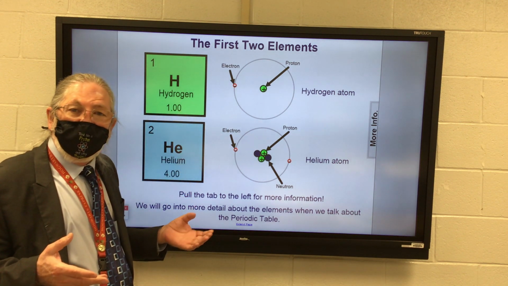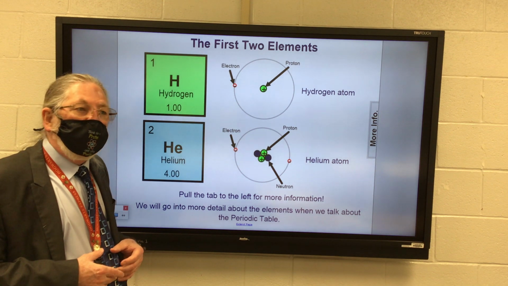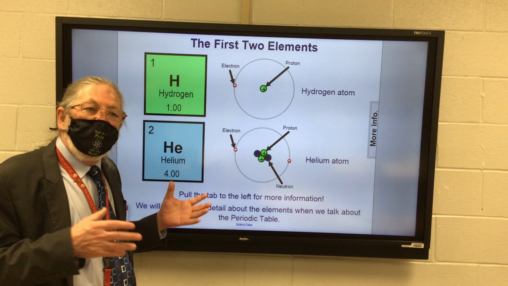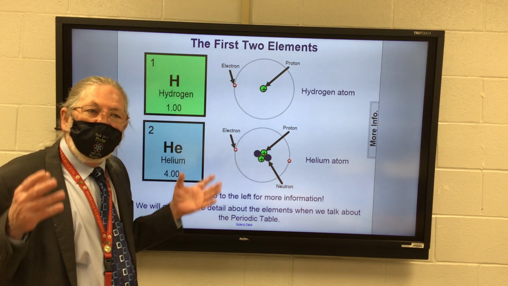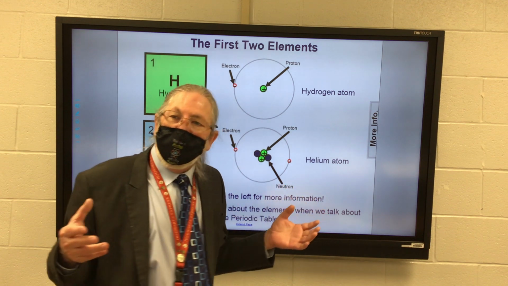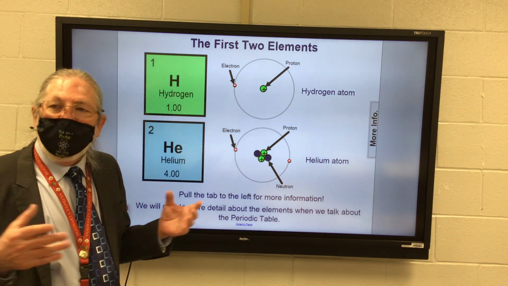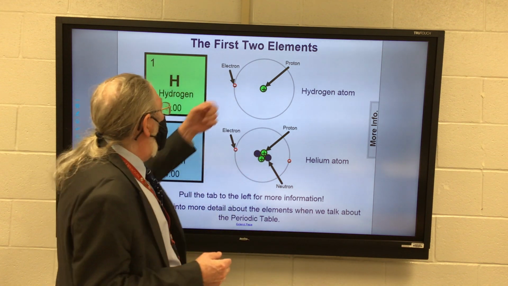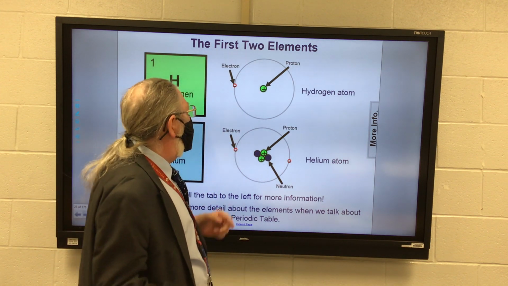Hydrogen also happens to be the most widely known element in the universe. Most abundant. There's more hydrogen than there is anything else in the universe, so scientists say. Okay? So hydrogen has one proton and one electron.